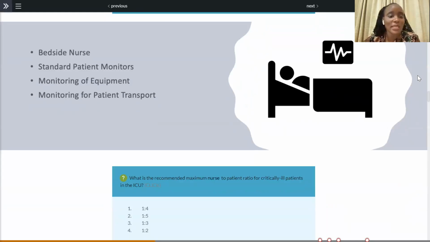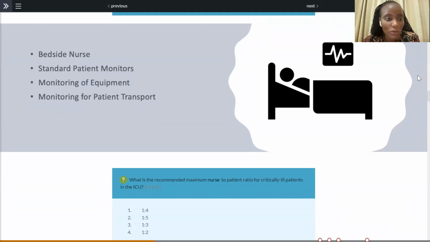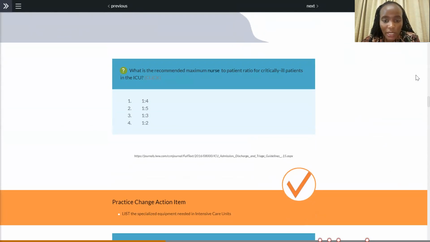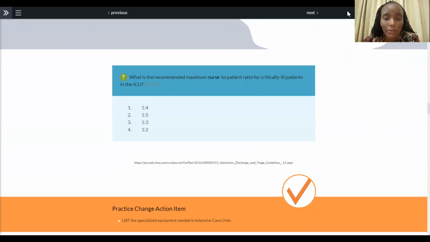So there's bedside nursing, standard patient monitors, monitoring of equipment and monitoring of patient transport. So what is the recommended maximum nurse to patient ratio for critically ill patients? The recommended ratio is 1:2, meaning that for every, okay, sorry, I could take the poll.